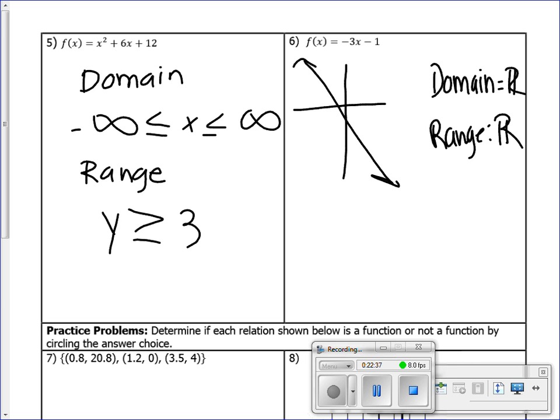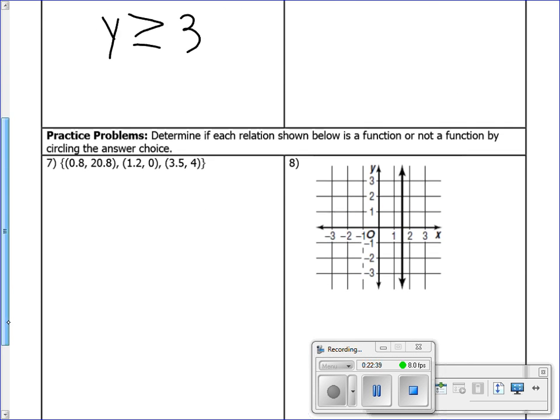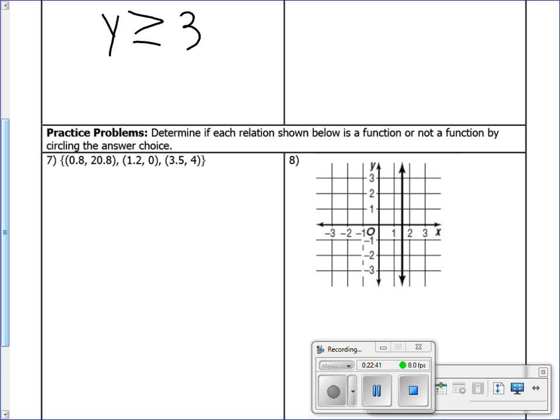Number 7 says determine if each one of these below is a function or not. Again, you're trying to see if your x value repeats. I have 0.8. Do I have 0.8 again for x's? No. I have 1.2. Do I have 1.2 again? No. I have 3.5. Do I have 3.5 again? No. So this is a function.